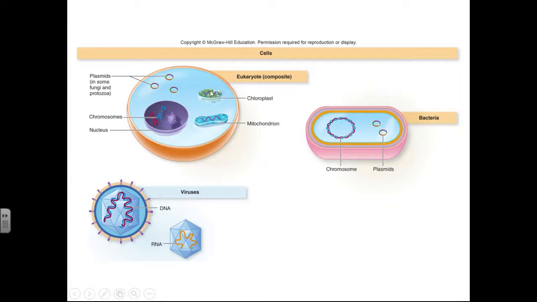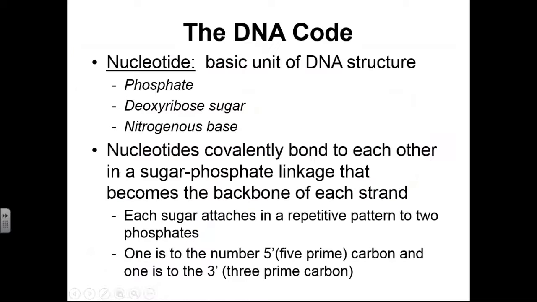I should also emphasize that the chloroplast and the mitochondria do not have chromosomes. Only the nucleus has chromosomes. The chloroplast and mitochondria have segments of DNA. In a bacterium, we have the chromosome that's circular in nature and it's located in the nucleoid region, and we'll also have plasmids. And then finally, in a virus, we'll have either DNA or RNA for their genomes.